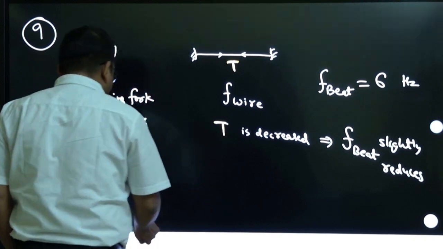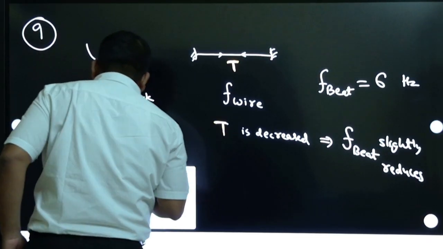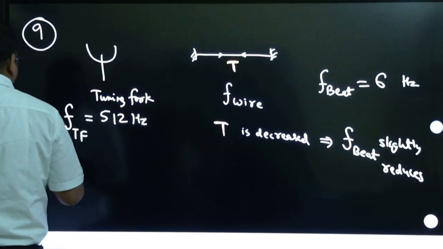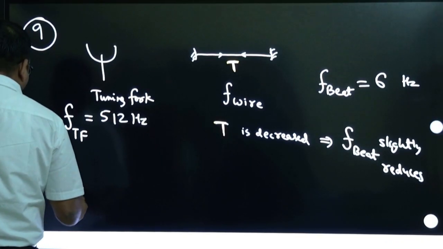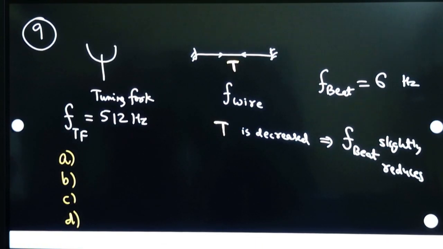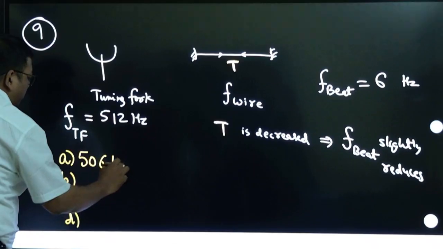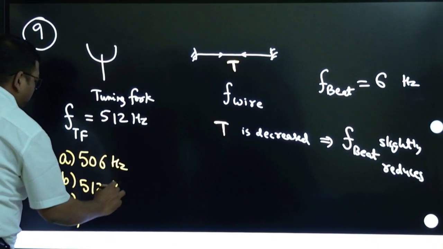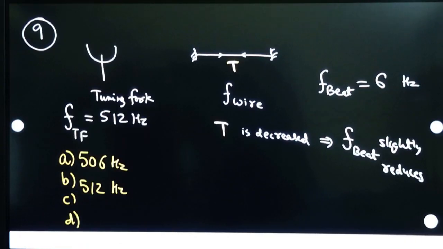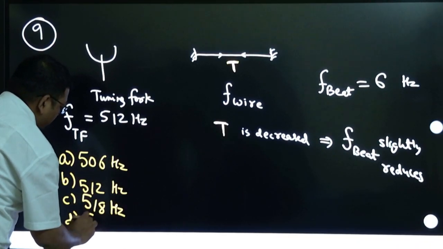How will you approach this question? Okay, options also I will give so that you can choose. A, B, C, D. What are the options? 506, 512, 518, 524.